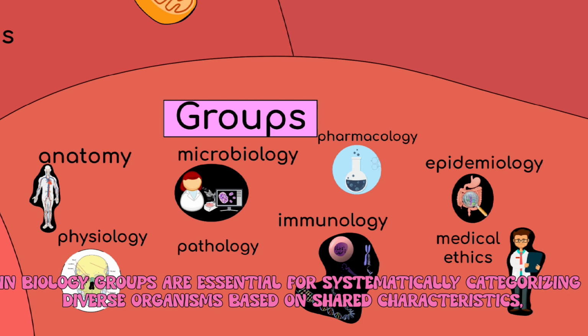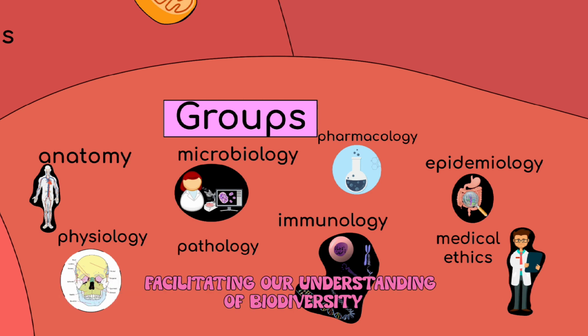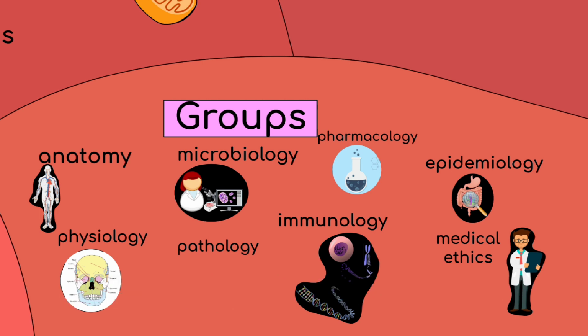In biology, groups are essential for systematically categorizing diverse organisms based on shared characteristics, facilitating our understanding of biodiversity. Mammals, warm-blooded vertebrates with mammary glands, include humans, dogs, and whales. Birds, characterized by feathers and wings, encompass eagles, sparrows, and penguins. Reptiles, cold-blooded vertebrates with scales, range from snakes to turtles.